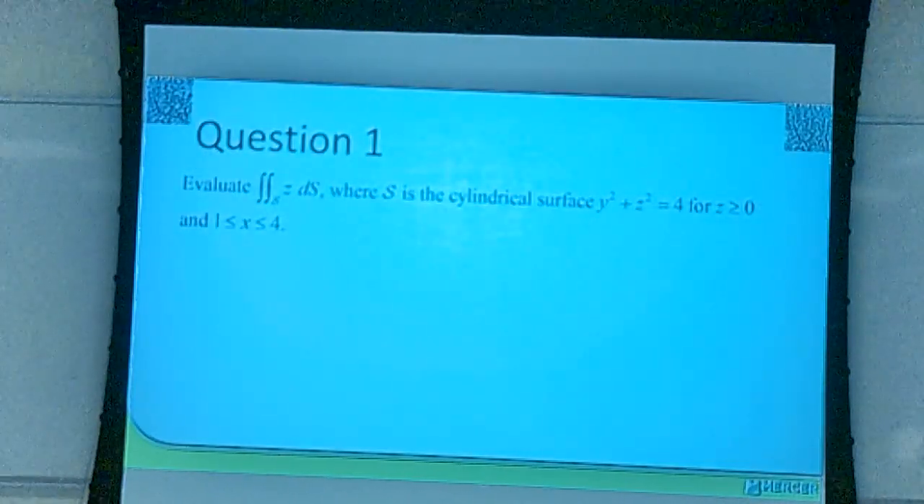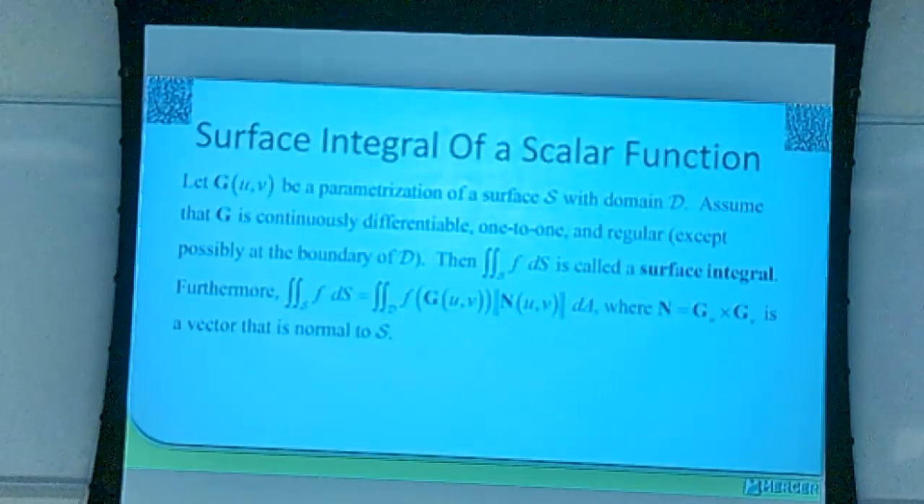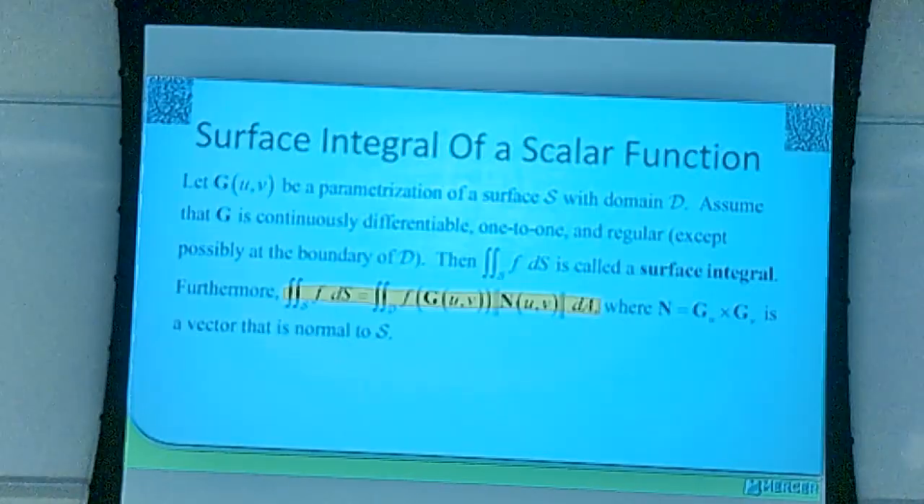Oh, good. Dynamics. Alright, so I'm going to highlight these real quick, because this is how we evaluate them, and these are a pain. Yes, unfortunately. True words never spoken. And that's how we're going to evaluate it. It's a double integral over a domain. You evaluate your function along the surface, multiply it by the norm of your normal vector, dA.